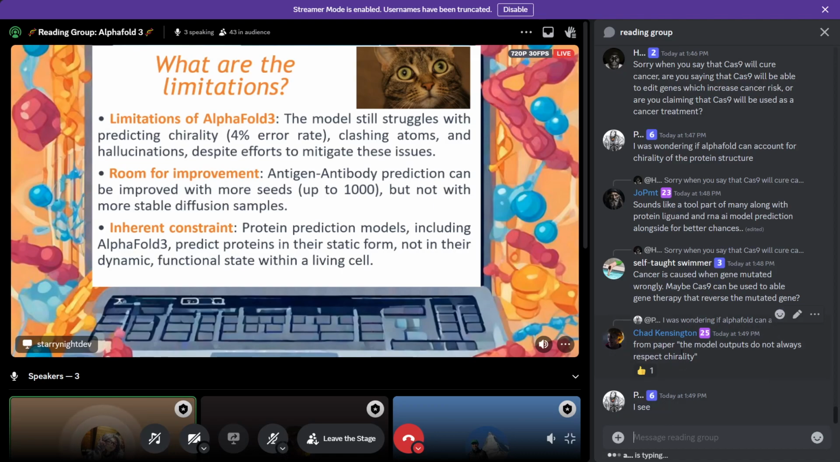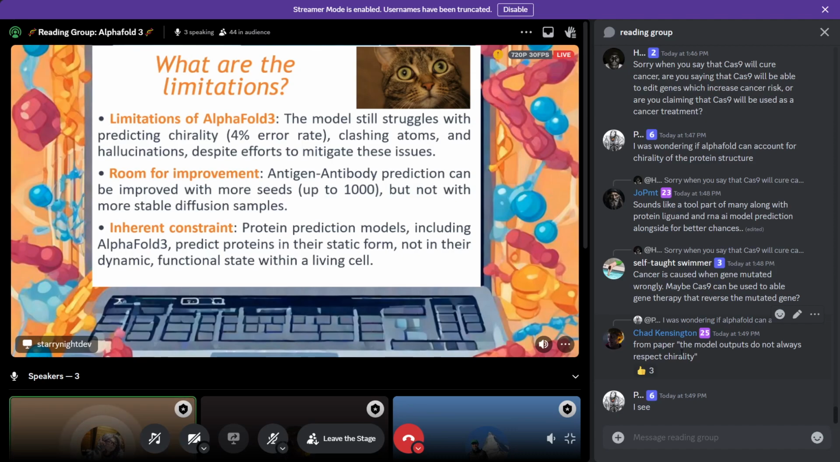The limitations are that the model struggles to predict, let's say, chirality. Chirality is a core concept in protein science. Chirality is like how molecules are rotated. Okay, there is also a problem with clashing atoms. Clashing atoms means that the model predicts atoms that are superposing with other atoms from the protein, and this can happen because, okay, if an atom occupies a space, another atom can't be there.